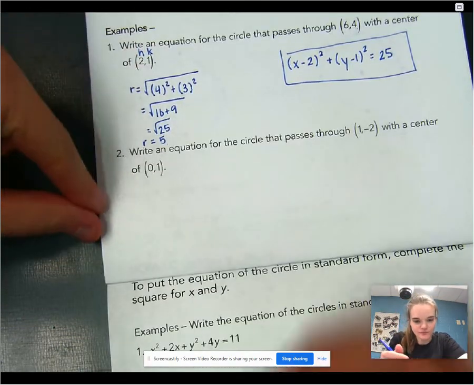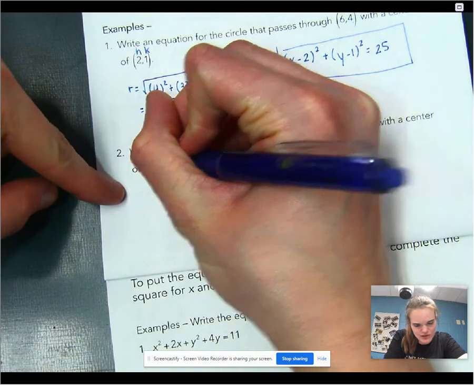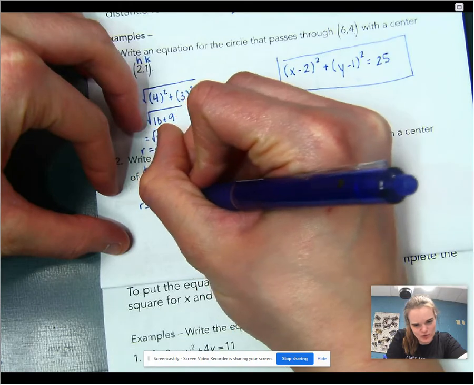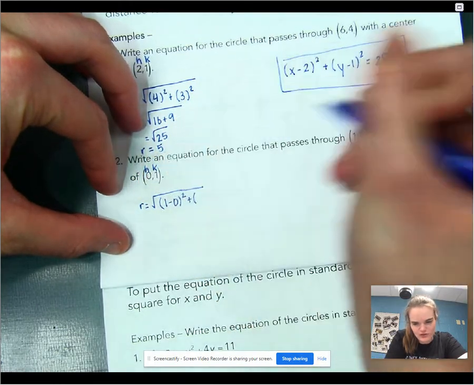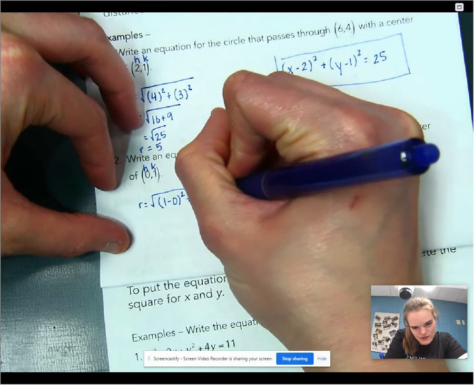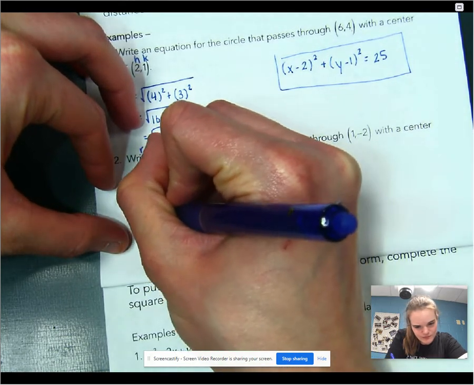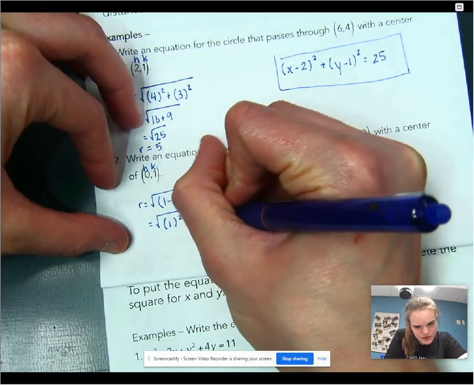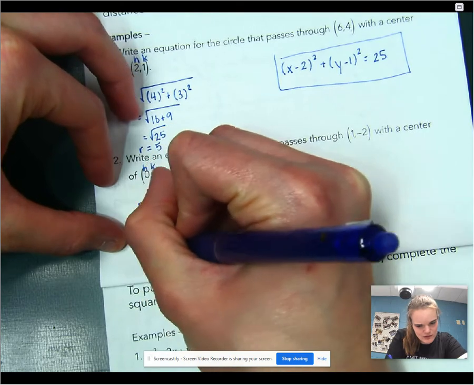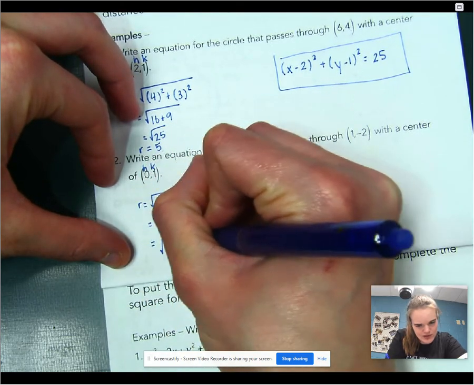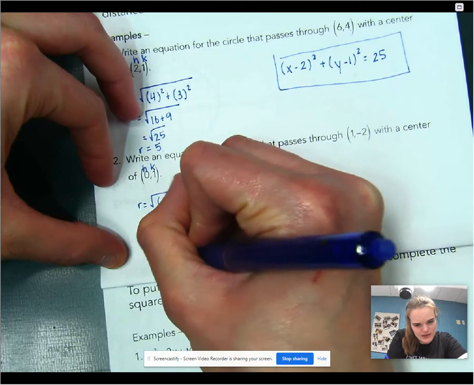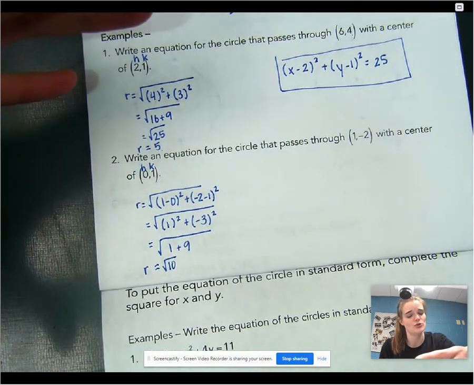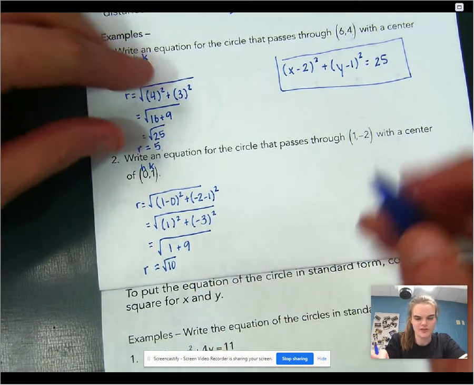Alright, you've paused it. Got the center. Now let's find the radius. We've got our x's, 1 minus 0, or you could have just put 1, plus negative 2 minus 1. 1 squared plus negative 3 squared. 1 plus 9. The radius is the square root of 10. Now we're just going to leave it like that. We're not going to get a decimal. I'll show you why in a moment. Because square root of 10 is not a perfect square.